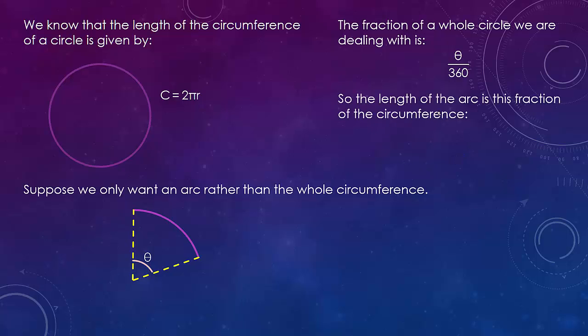So the length of the arc is this fraction of the circumference. In other words, the length of the arc is theta over 360ths of the entire circumference, which is 2 pi r.